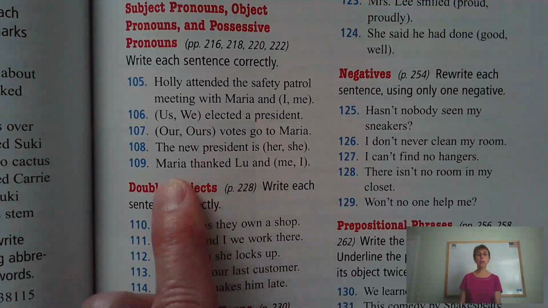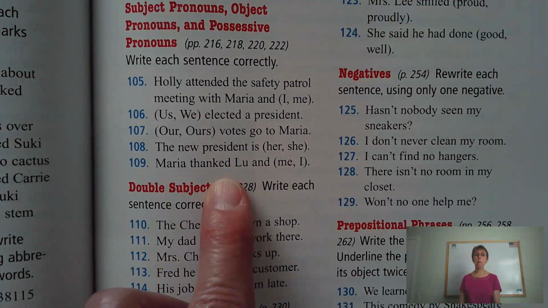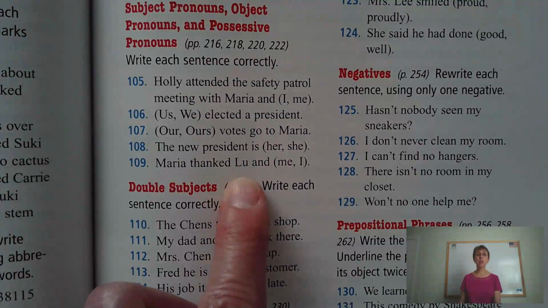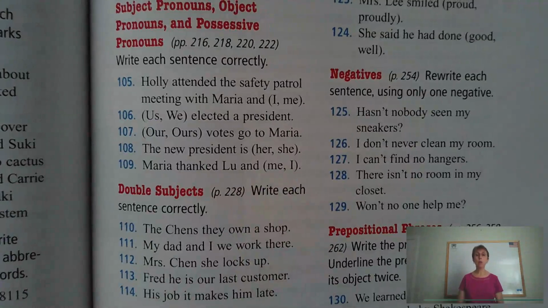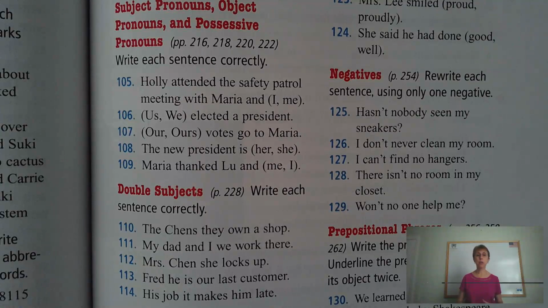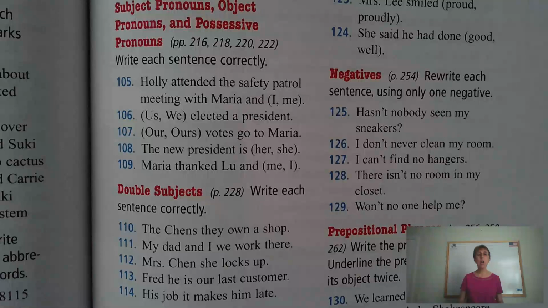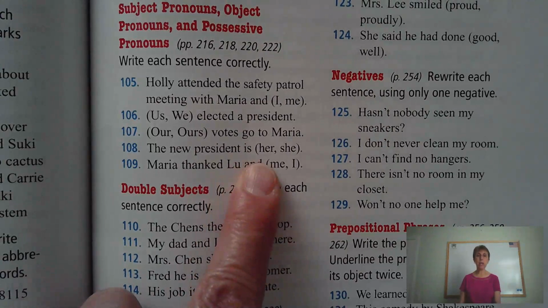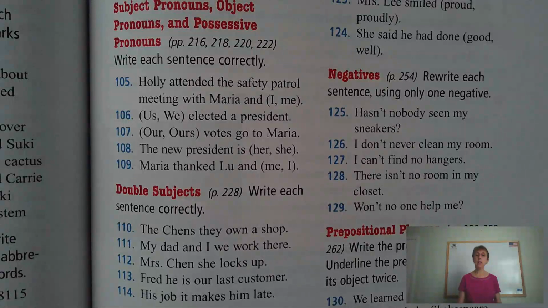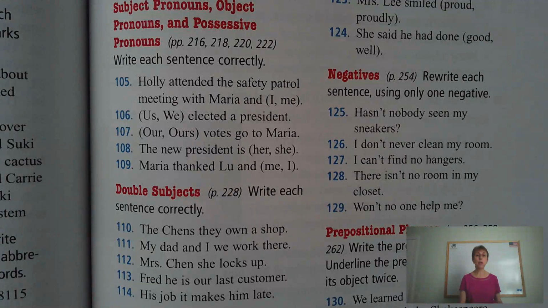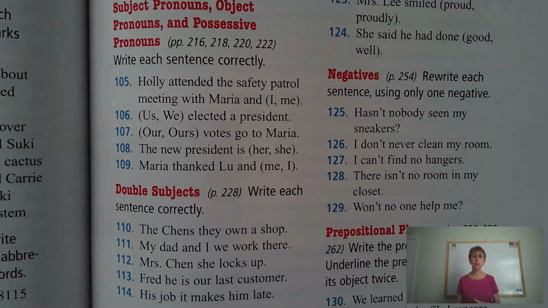And how do you know? Because you would say Maria thanked me. Maria thanked Lou and me. Remember, whenever you have something that's compound, when you have two things joined with and, you can often eliminate part of it and see what sounds correct. For example, as I did here, instead of doing Maria thanked and then trying to figure out, is it Lou and me, Lou and I? It's a little bit harder sometimes to hear it that way. So we eliminate the other person's name, and we can just hear Maria thanked me.